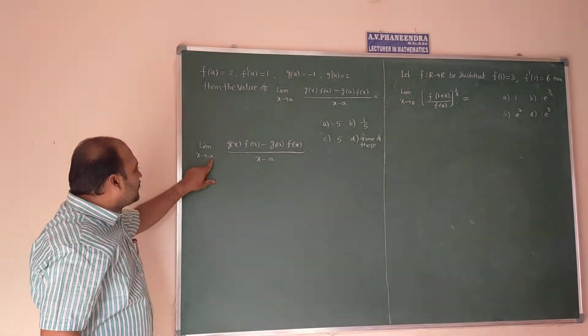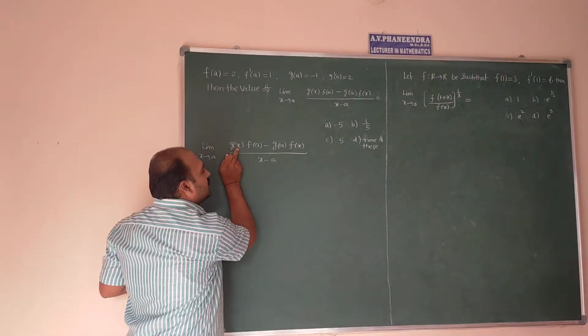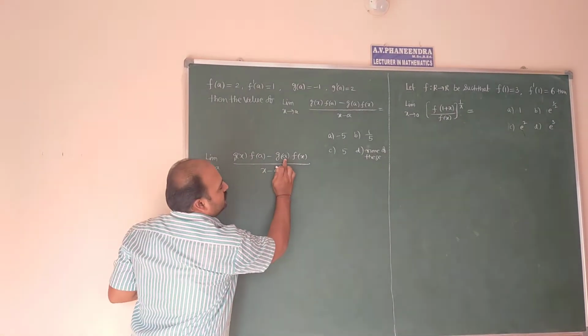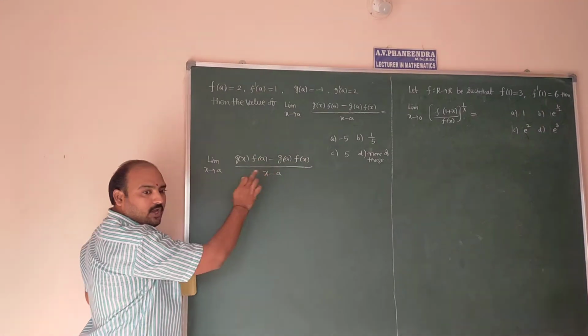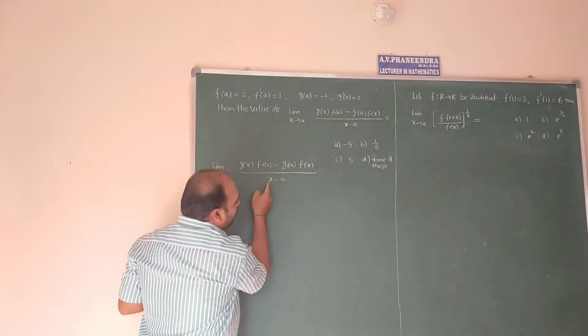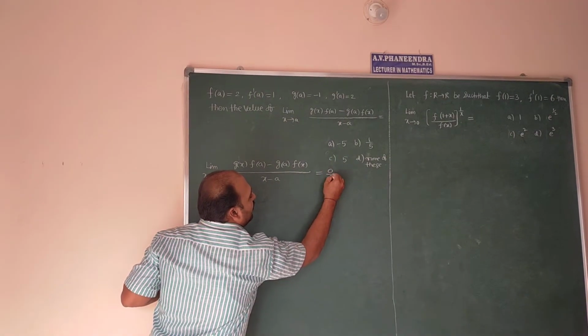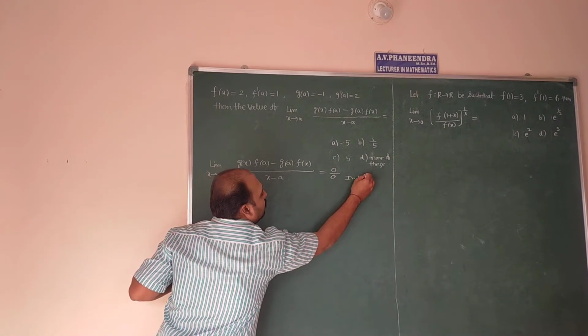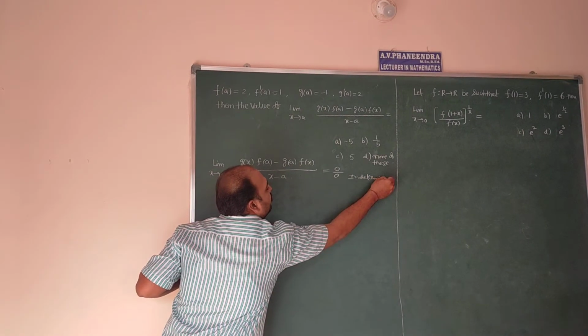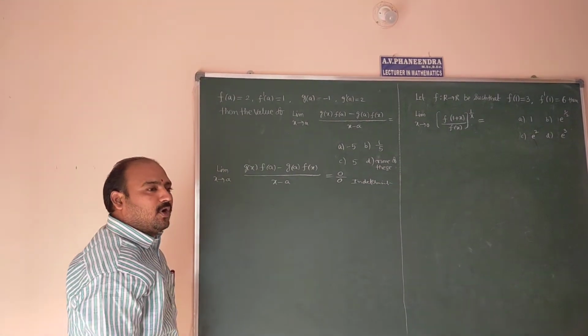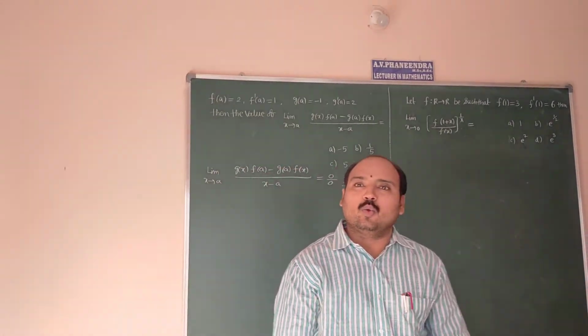If you substitute x is equal to a directly, this is g of a into f of a, g of a into f of a. Both the values are equal and here the denominator also is a minus a. It will become 0 by 0 form. It is called indeterminate form. Whenever it is indeterminate form, you have to apply L'Hospital rule.